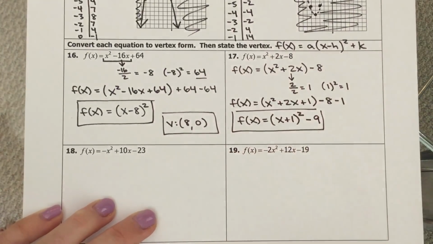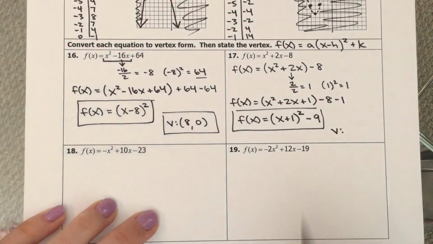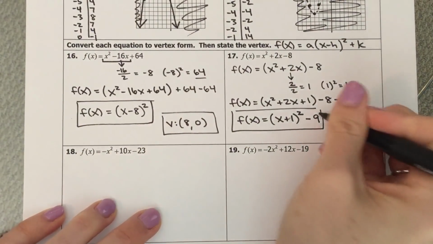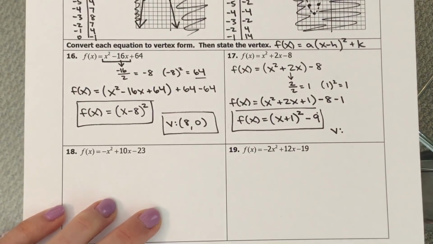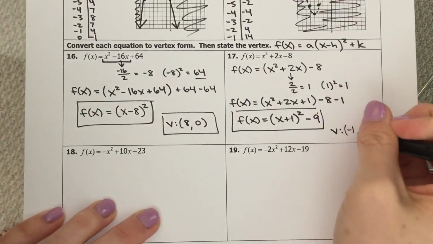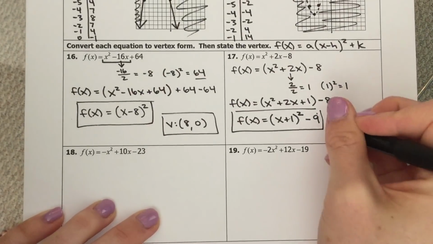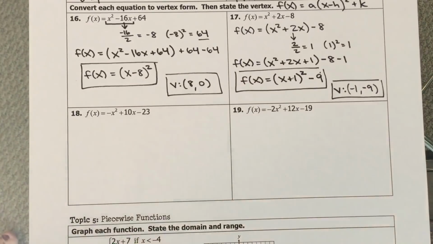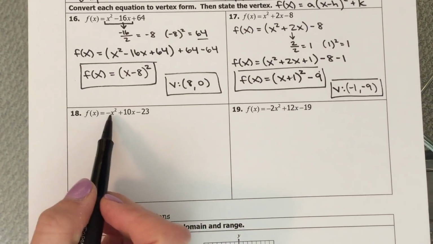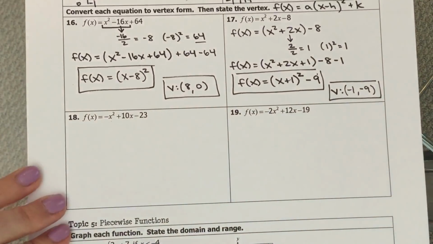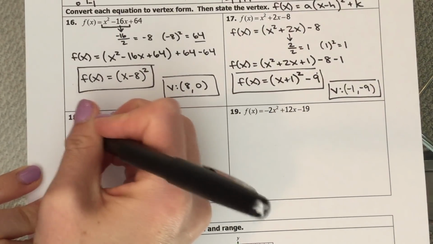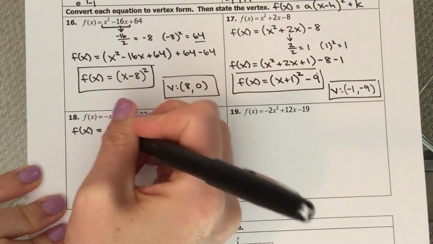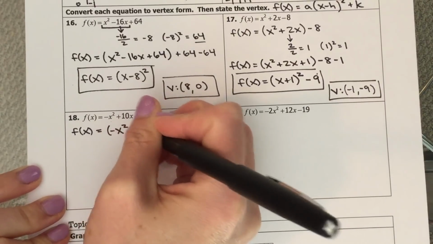So that is our equation. Our vertex is the opposite of this number for x and then this number for y. So the opposite of x would be negative 1, and then that value on the end would be the y coordinate. All right, number 18. So this one, you see we finally have an a, and we do here as well. So step 1 is group the ax squared plus bx.